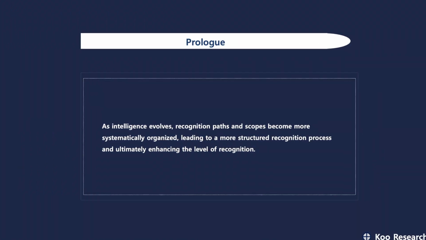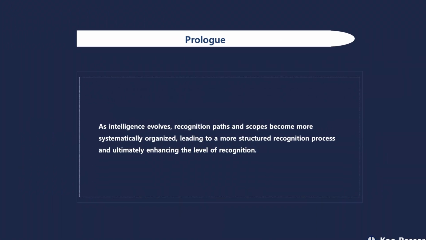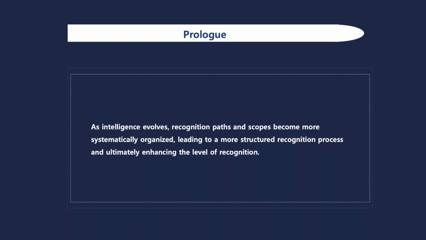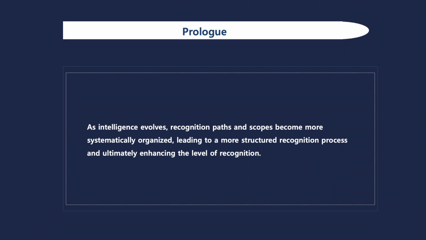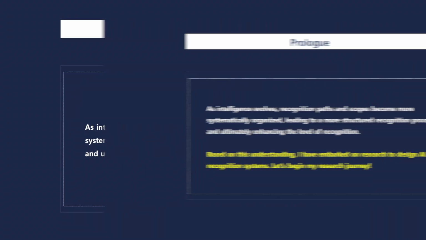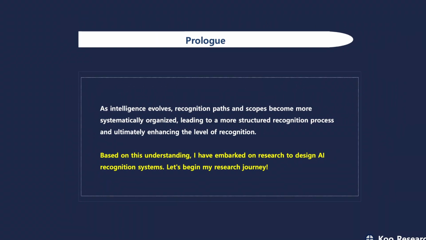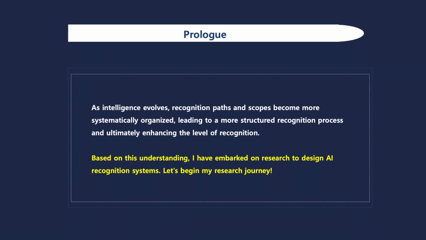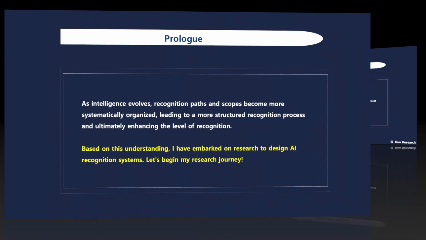As intelligence evolves, recognition paths and scopes become more systematically organized, leading to a more structured recognition process, and ultimately enhancing the level of recognition. Based on this understanding, I have embarked on research to design AI recognition systems. Let's begin my research journey.